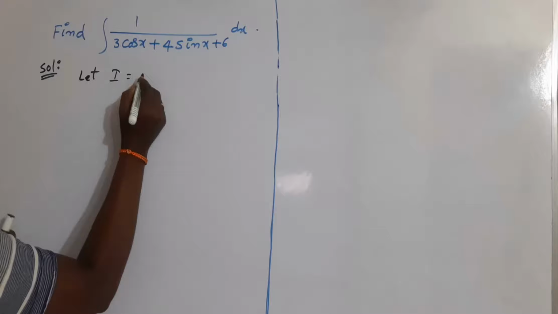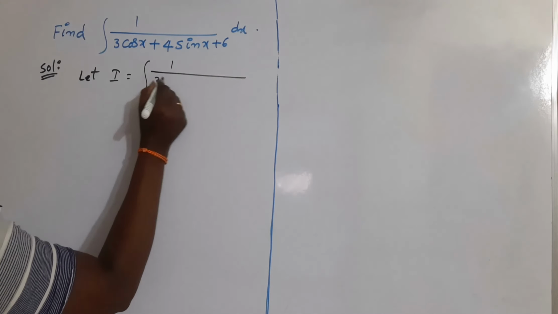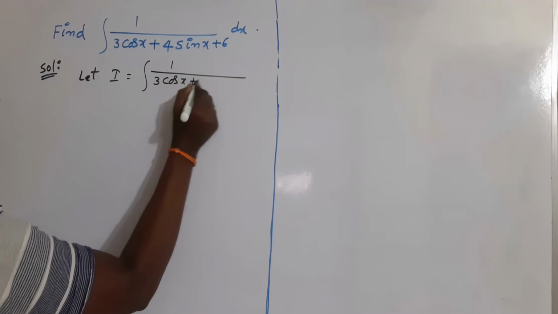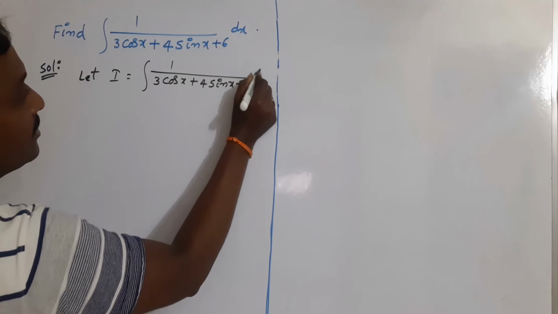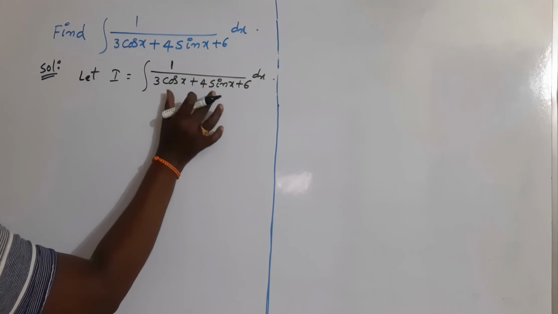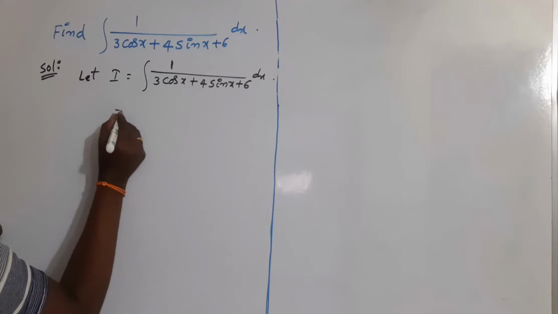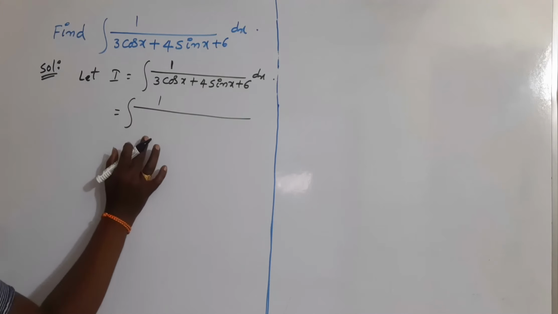Let I be equal to the integration of 1 by 3 cos x plus 4 sin x plus 6. In the numerator we have only 1, and in the denominator cos and sin are involved. In this case we should write the formulas of cos and sin in terms of tan.